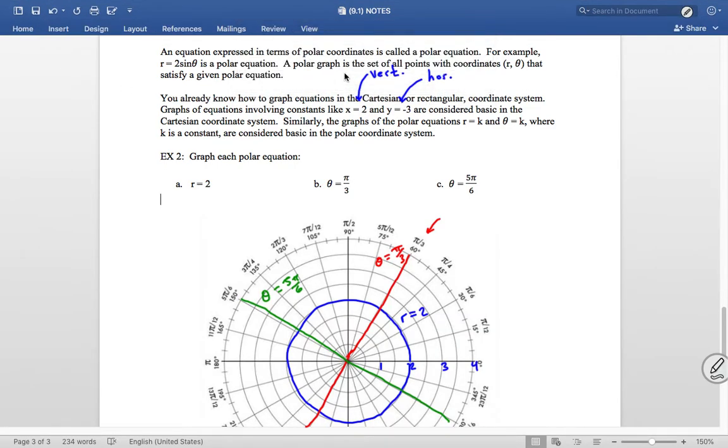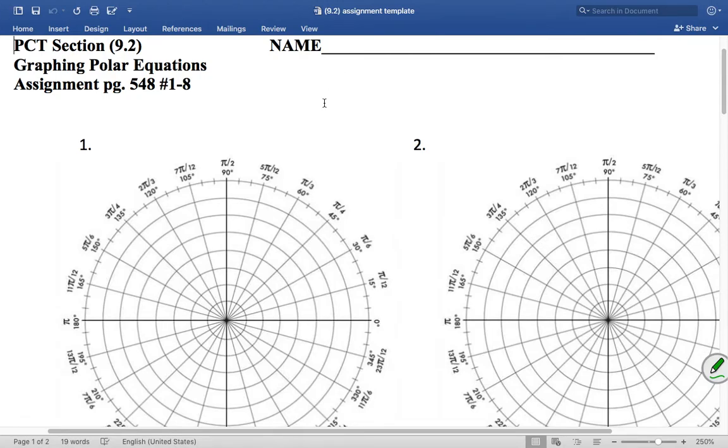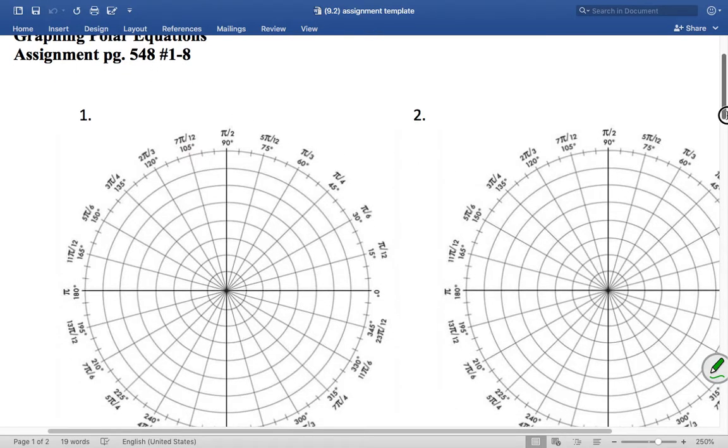I do not want to save that. And let's take out the sheet. If the substitute teacher has not passed these out yet, you need a 9.2 graphing polar equations assignment sheet. And we're going to do the first 2 here today.